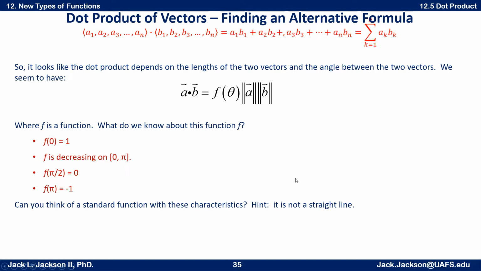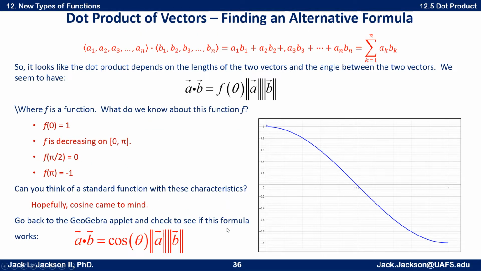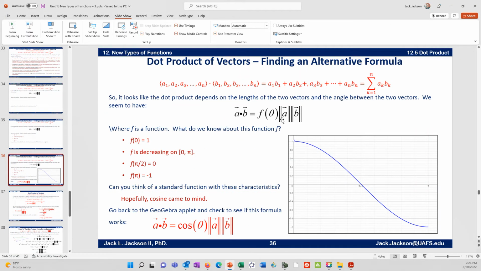Well, hopefully you came up with cosine. Cosine function starts at 0, 1, goes down to pi over 2, 0, and then continues down to pi, -1. And in fact, it turns out that this is exactly what we could do. So we could actually go back, say, to the GeoGebra applet and, oops.